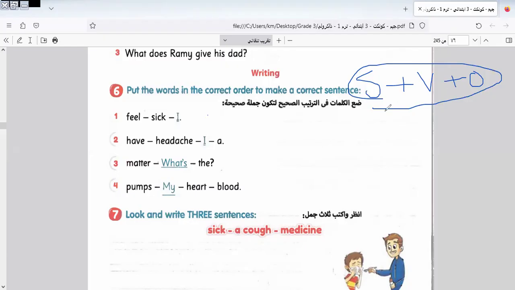Here we have, first of all, I search for the subject. Where is the subject here? The subject can be what? It can be a pronoun or a noun. I would like you to know this about the subject: the subject can be a noun or a pronoun.